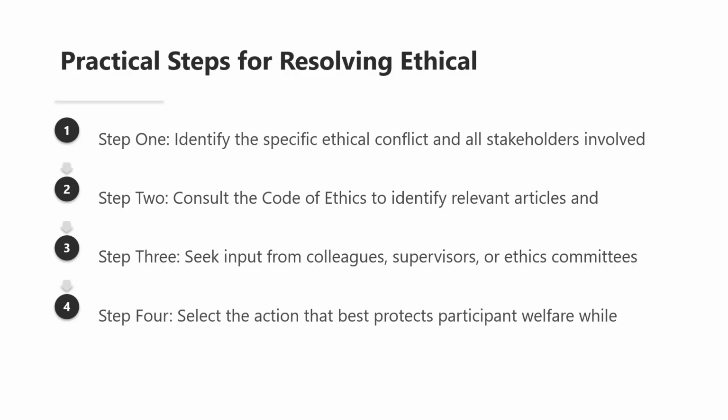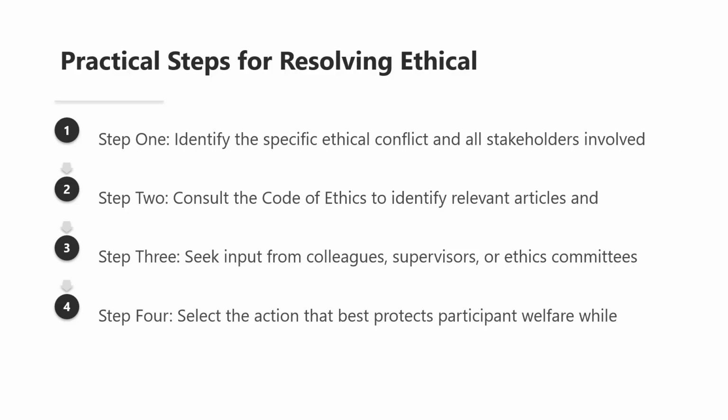Step 2 is to consult the code of ethics directly, rather than relying on your general sense of what feels right or wrong. The code exists precisely for these moments of uncertainty. If the dilemma involves privacy or participant rights, look at Article 1. If it involves professional conduct or colleague behavior, look at Article 2.